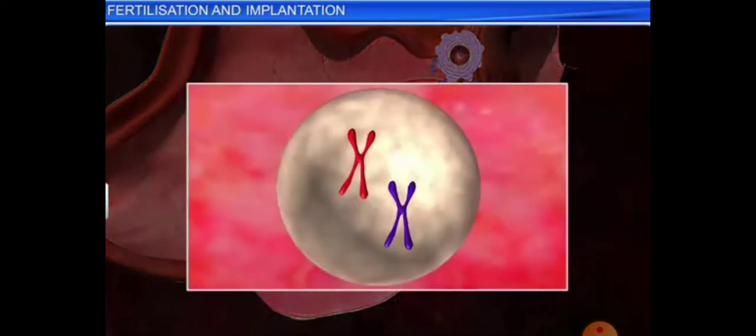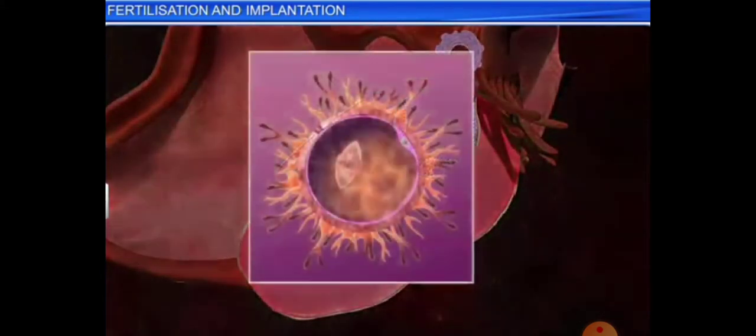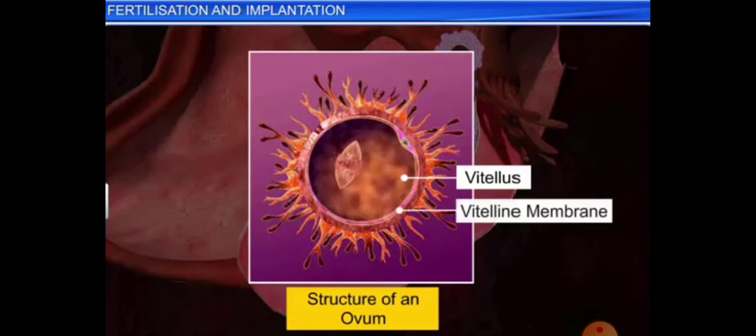Upon its release, the ovum begins to undergo the second meiotic division. However, the division does not go beyond the first phase. Interestingly, the ovum contains only the X chromosome. The ovum is filled with cytoplasm called the ooplasm or yolk, surrounded by a membrane called the vitelline membrane.